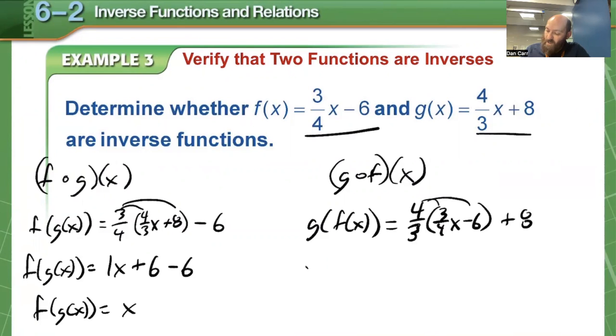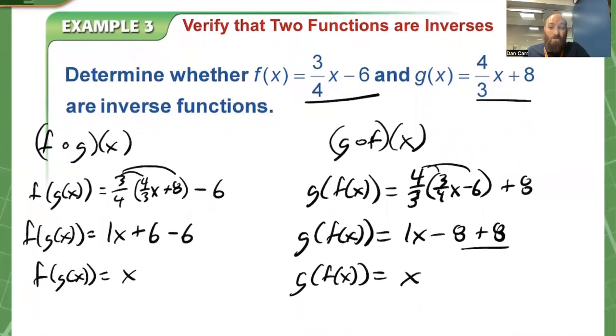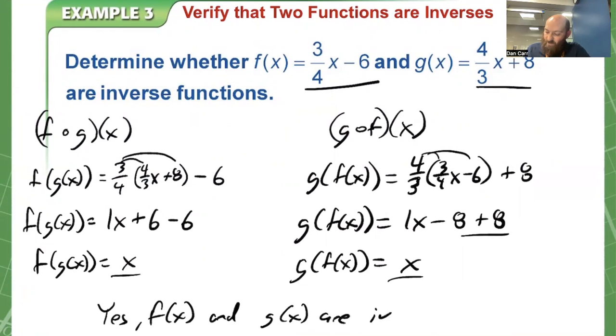Distribute the 4/3 here so that g of f of x is equal to, that's 4/3 times 3/4, which is again 1x. 4/3 times a negative 6 is actually going to give me a negative 8 when I multiply that through. Combine my negative 8 and positive 8 so that g of f of x is just equal to x. So what we just confirmed by both sides is that because these are the same, they go to the x by itself. Yes, f of x and g of x are inverses of each other.